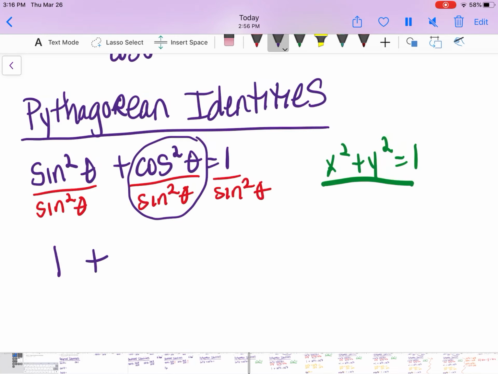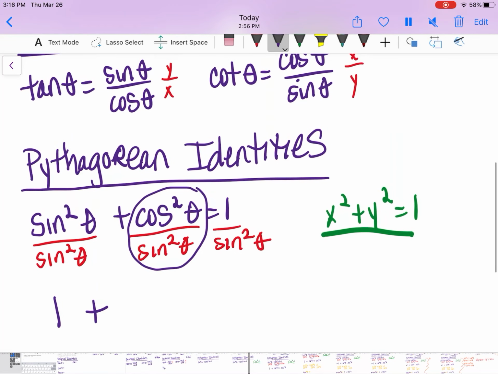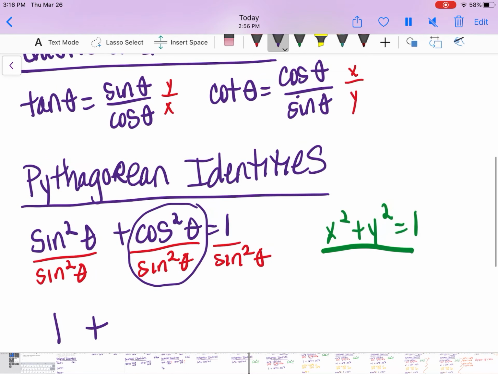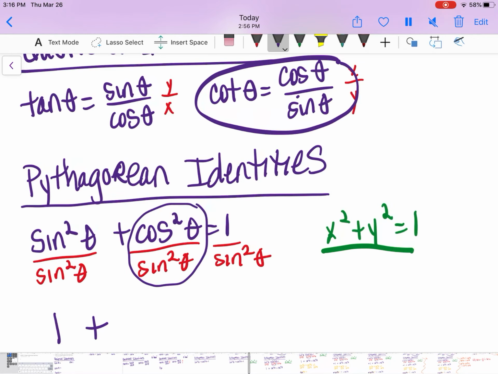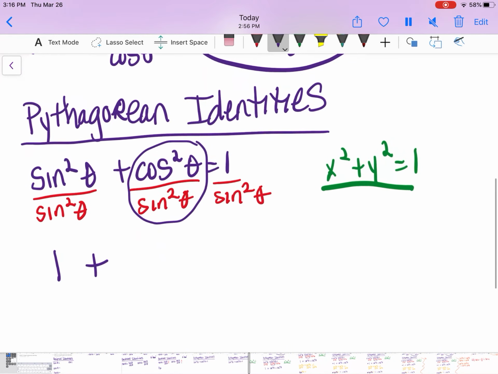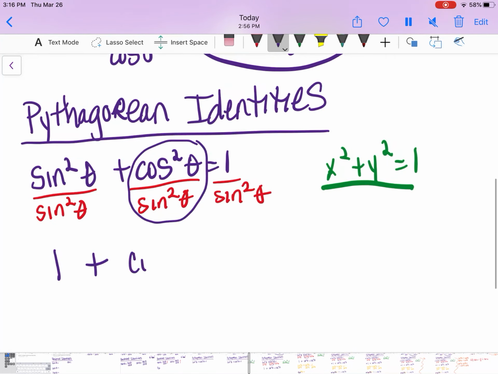Well, we just learned that cosine over sine was one of our reciprocal identities back here. Cosine over sine is cotangent. So if I'm squaring cosine and sine, then that's just going to equal cotangent squared theta.